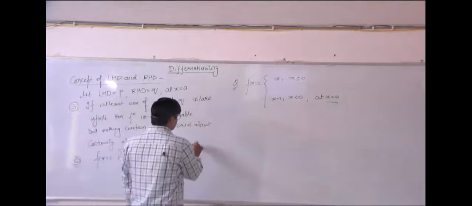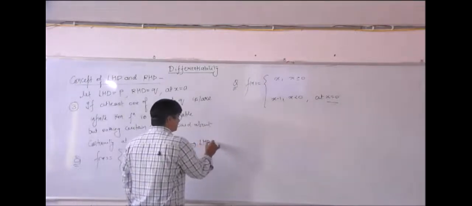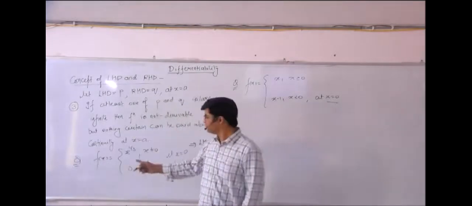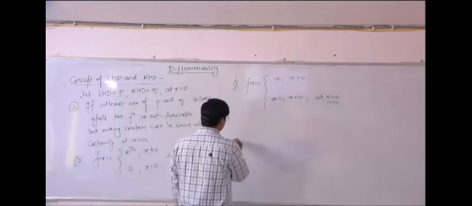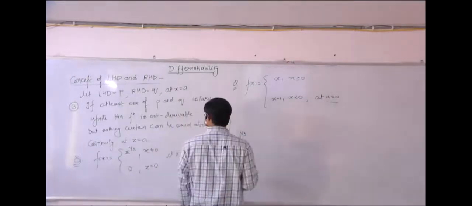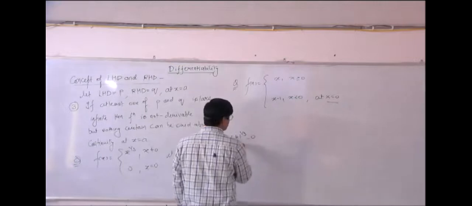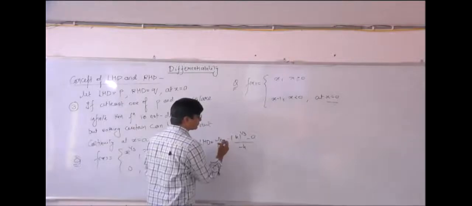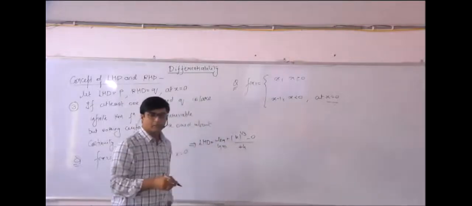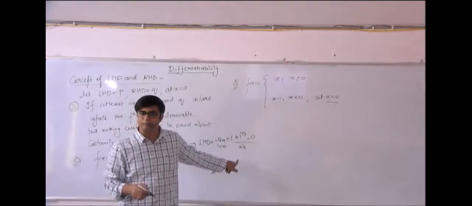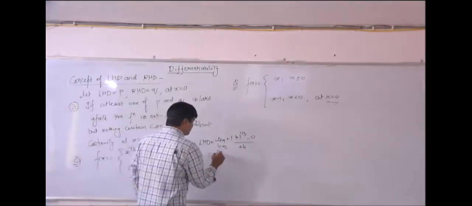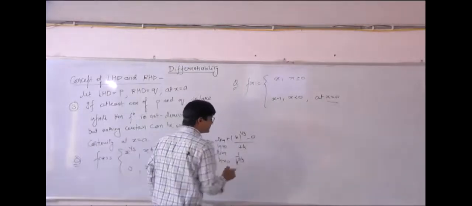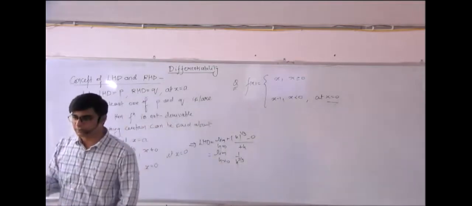If you calculate left hand derivative here, limit h tends to 0, f of 0 minus h. I will use this definition, minus h to the power 1 by 3 minus 0 divided by minus h. Now this minus sign will come out or not? So it cancels out. Now h to the power 1 by 3 and h to the power 1. So in the denominator, I will be left with 1 by h to the power 2 by 3 or not? 1 minus 1 by 3. Yes or no? 2 by 3.